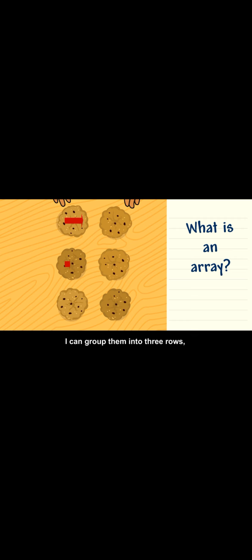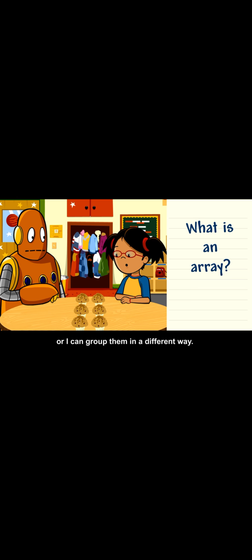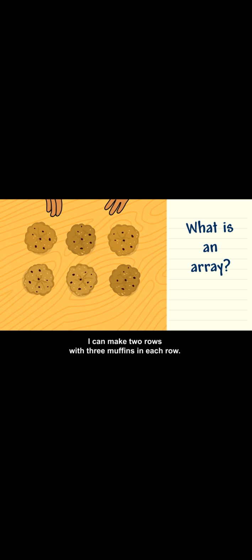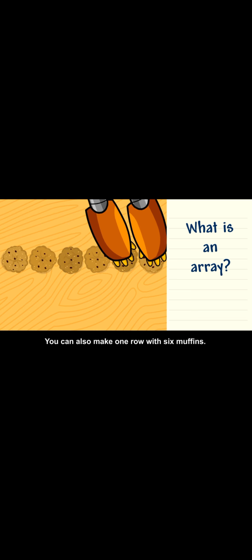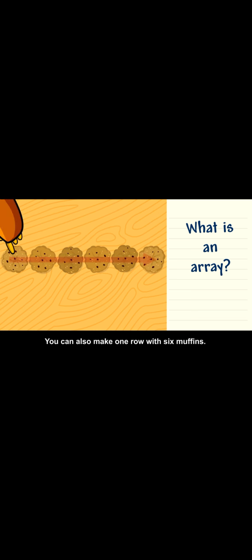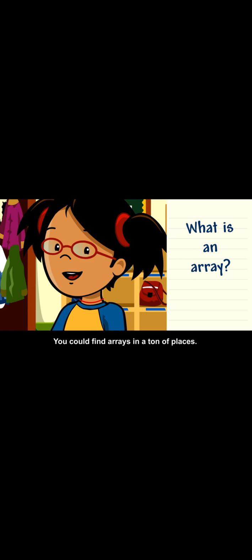I can group them into 3 rows with 2 muffins in each row. Or I can group them in a different way. I can make 2 rows with 3 muffins in each row. Right, you can also make 1 row with 6 muffins. You can find arrays in a ton of places. You could find them in a muffin tin, or an ice cube tray, a pack of soda, a checkerboard, a window pane, and on a phone.